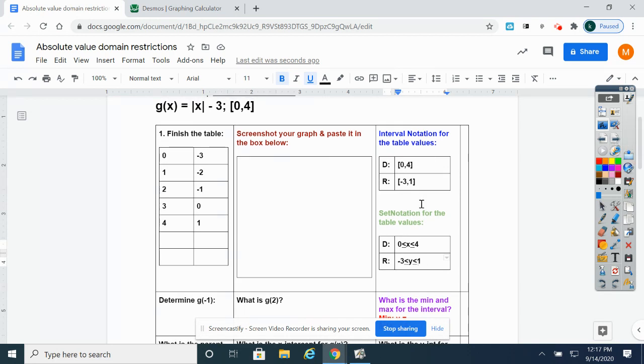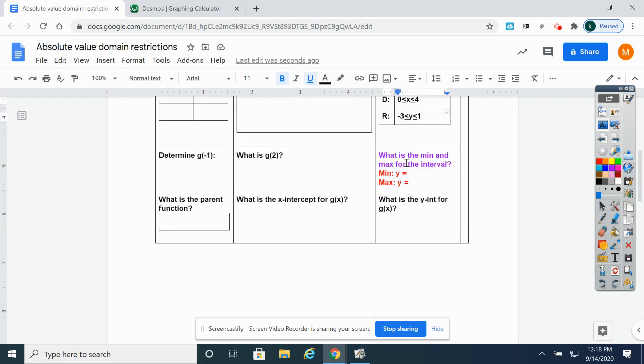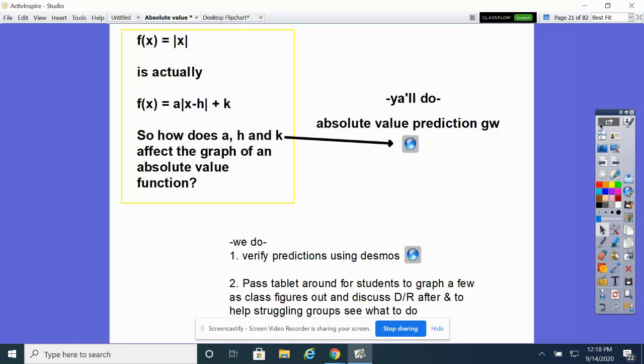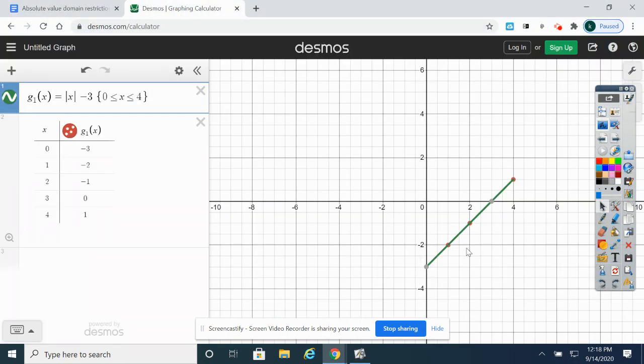But now we've answered some of the key attributes. Now, when you have domain restrictions, a lot of times you're going to talk about what's called the min and max. It's the lowest and highest point within the region that you're looking at on the graph. We are looking at just this part of the line. So it's kind of like the range when you go lowest to highest.